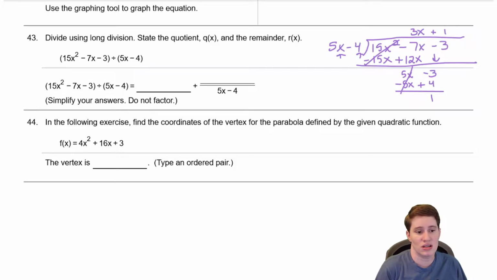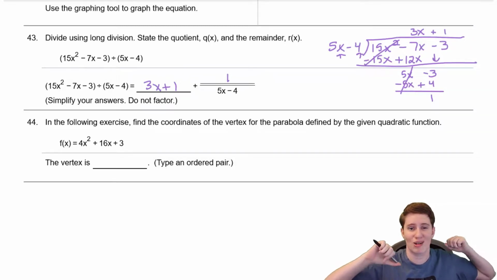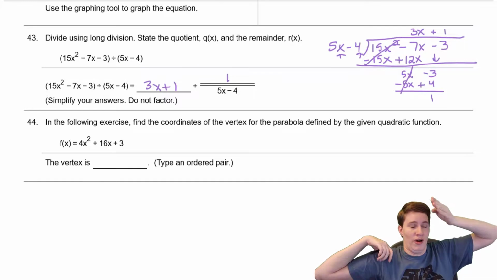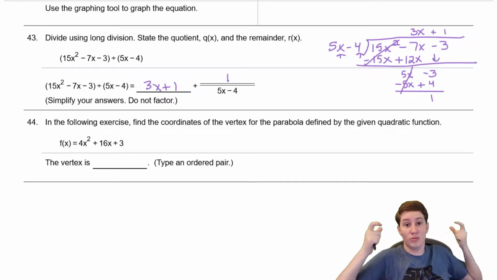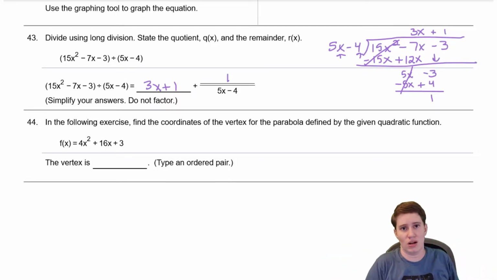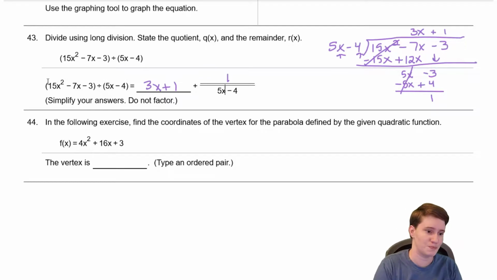I got confused about which way I should write this, but now I'm good. This is 3x plus 1 plus 1 over 5x minus 4, because our remainder we can write as a fraction. That happens in regular long division too. Back before we realized, oh, we could make it decimals and decimals and decimals, we either wrote remainder and just said, hey, the remainder is this, or we wrote it as a fraction, so that we have like a mixed number like this.